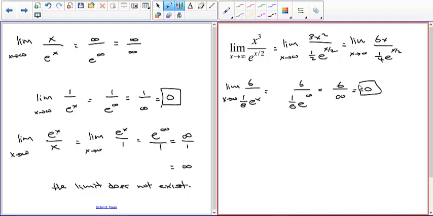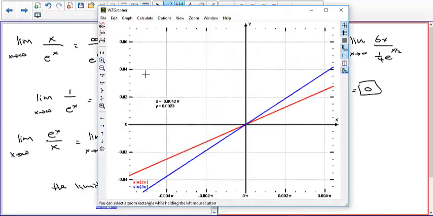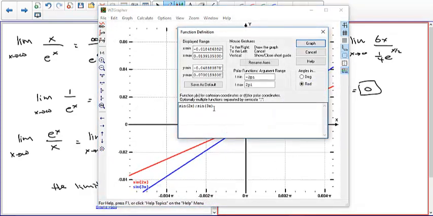Okay, so now we're going to plot those to show you what's happening here. It all has to do with how, relative to each other, these functions grow as x gets very large. So if we take the two functions, which are x cubed and e to the x divided by 2, and we plot those.